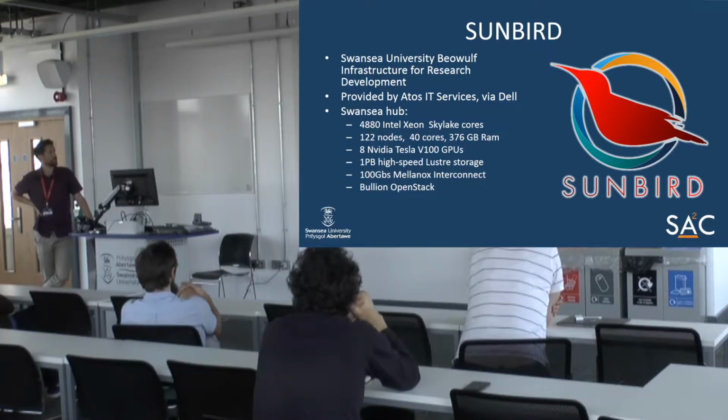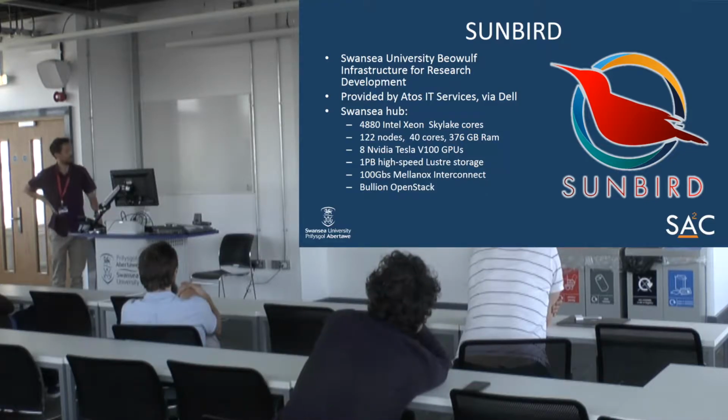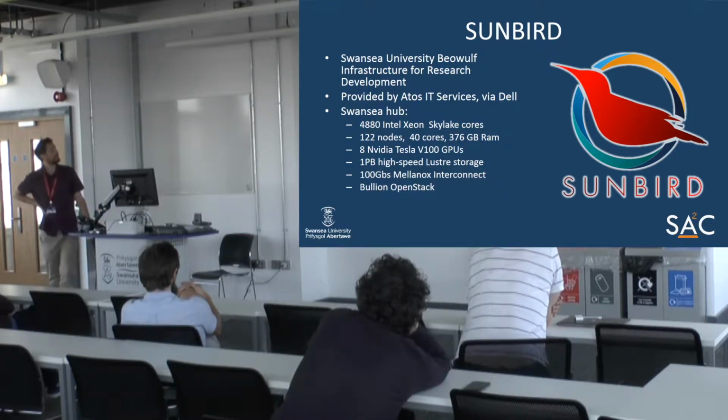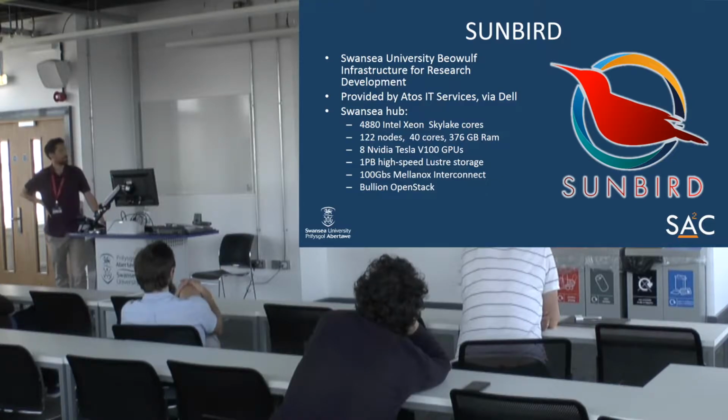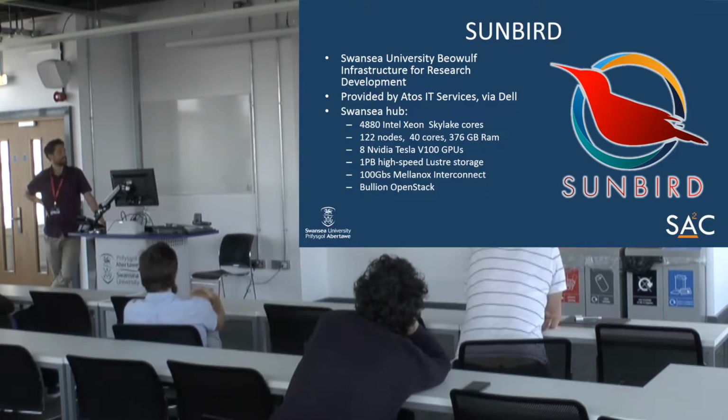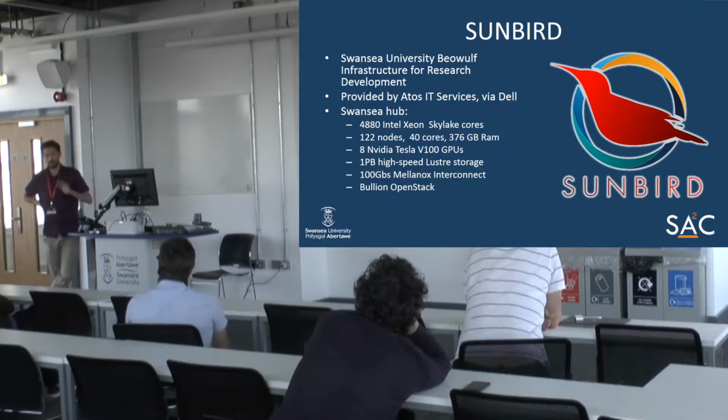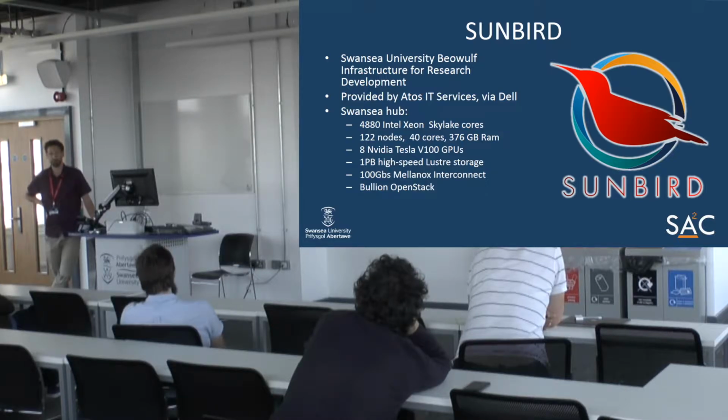It's about 122 nodes. There's 2 chips on each node, 40 cores in total, with 376 gig of RAM. We've got 8 NVIDIA V100, the data center GPUs. They're quite big GPUs, so I think they're going to be quite popular going forward with people like machine learning and those type of applications. We're going to have just over a petabyte of high-speed Lustre storage, and the interconnect for all that will be Mellanox, which runs at 100 gigabits, 2-to-1 blocking.